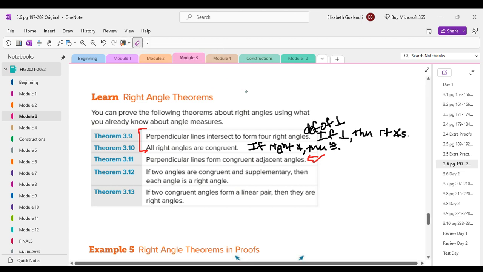One last memorization there. If 2 angles are congruent and supplementary, then each angle is a right angle. So think about that. If you have 2 angles that are equal to each other and they sum up to 180, that means they both have to be 90, and so therefore they're both right angles.